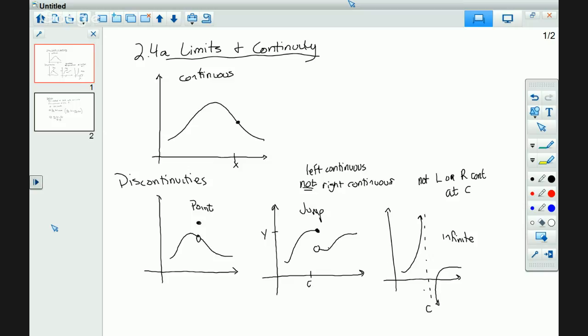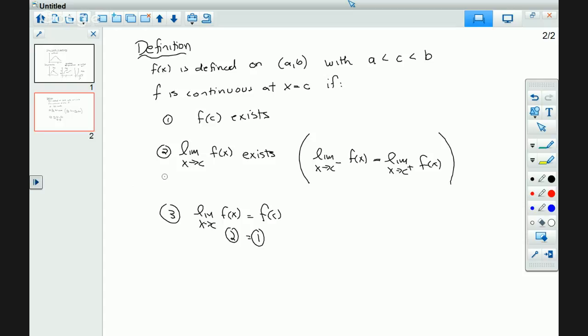Okay, f of c exists here, right? Call it c, right here. There's a solid dot, so f of c exists. What's the limit from the left? Let's call this y2 and y1. What's the limit from the right? Does the limit exist? No. Therefore, not continuous, by violating condition 2.